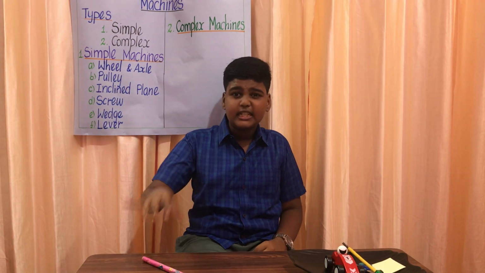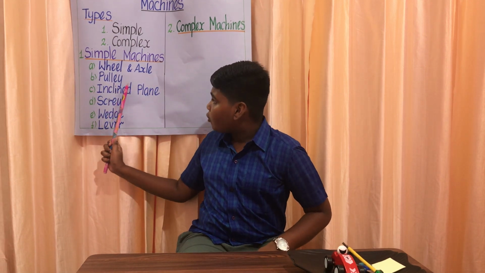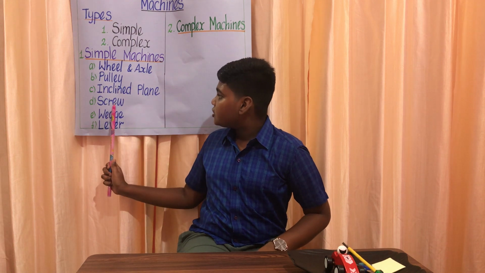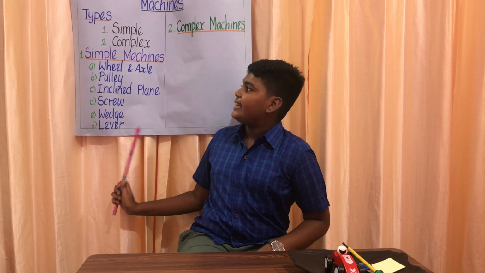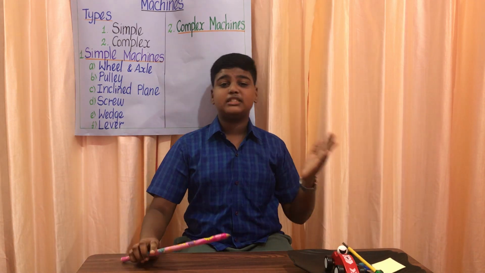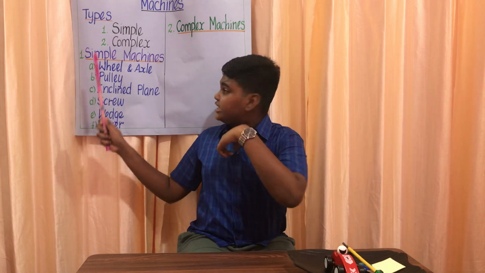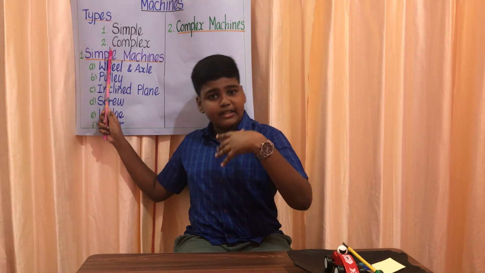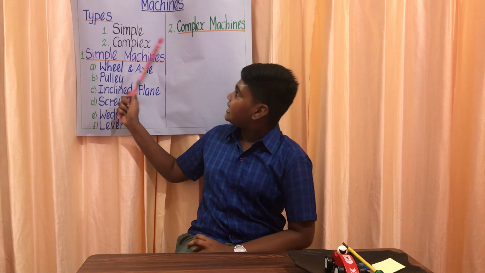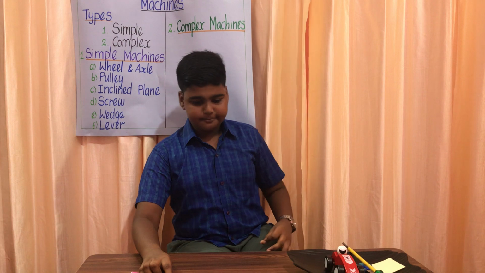A simple machine is nothing but something that, around 400 years ago, scientists listed as simple machines, which are wheel and axle, pulley, inclined plane, screw, wedge and lever. These are only some of the examples, but there are many simple machines that are listed by scientists. A complex machine is just the opposite of a simple machine, but we can learn about it later. First we can see about simple machines. So first we can learn about wheel and axle.